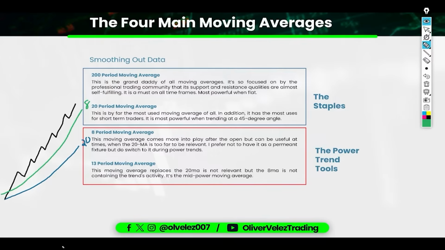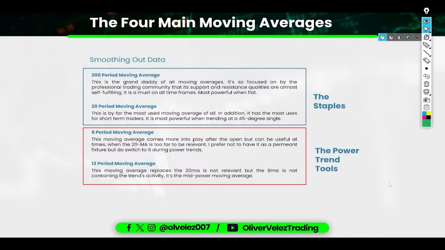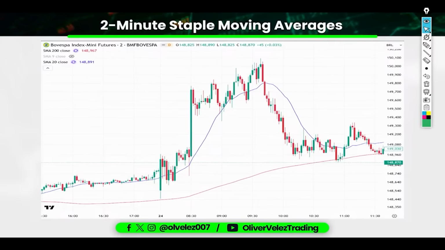And I'm going to show you how to determine whether it's the 8 or 13 that you bring in to replace the 20 during these power trending periods. You have the 20-period moving average overlaid on the chart and the 200-period moving average. I told you when the 200 is flattish in nature, it is the most powerful. You will tend to get power surges off of it, and the flatter the 200, the more powerful the surges off of it will tend to be.